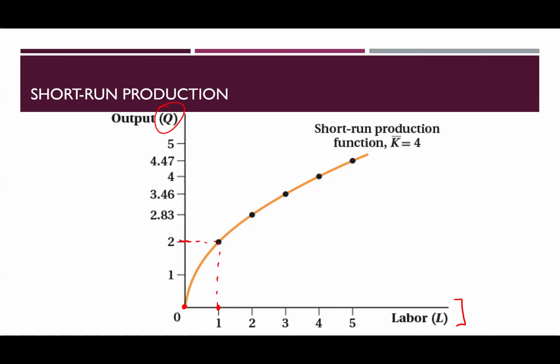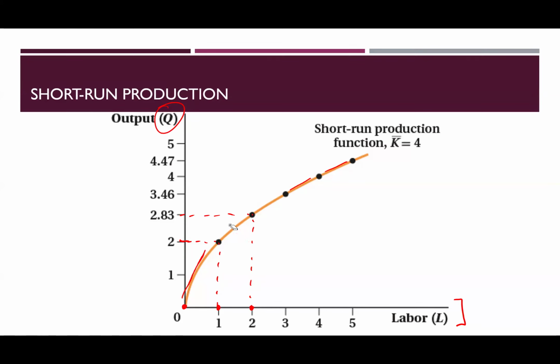When we go from 1 worker to 2 workers, we are again increasing output, but by less. And you can see that through the slope of the curve, right? So from 0 to 1, the slope of that production function is quite steep. Compared to 1 to 2, it gets flatter. And as we keep adding workers, the slope of our curve becomes flatter and flatter.